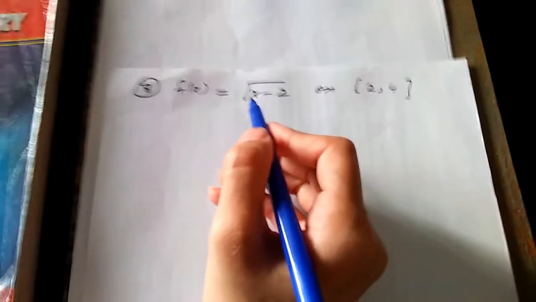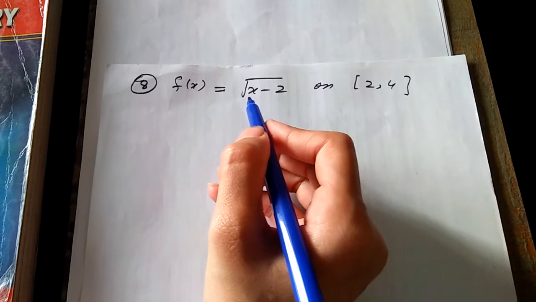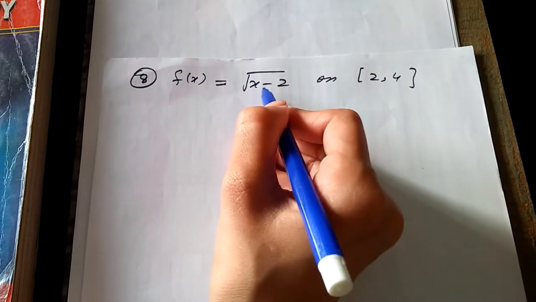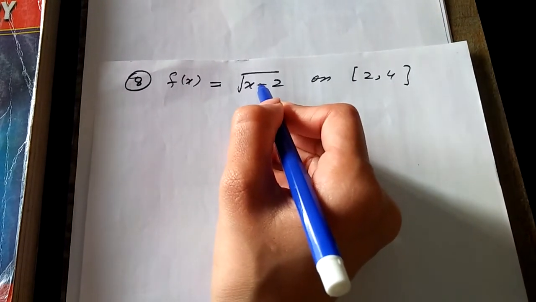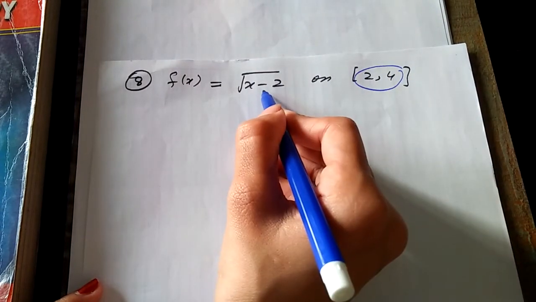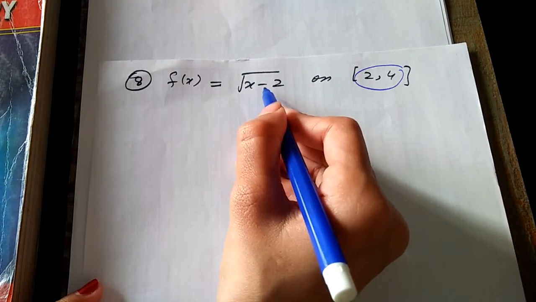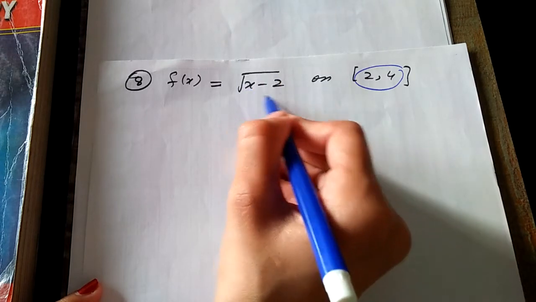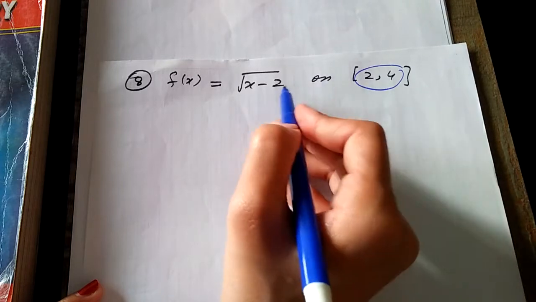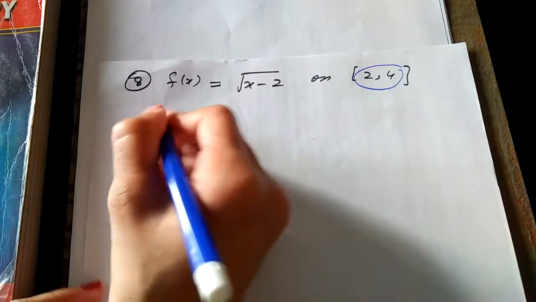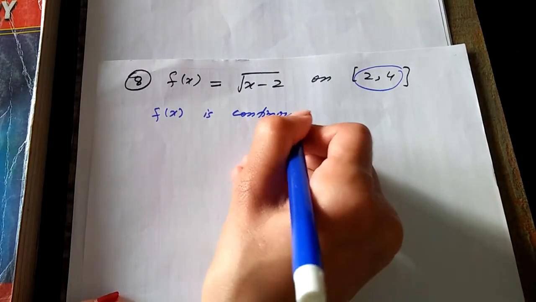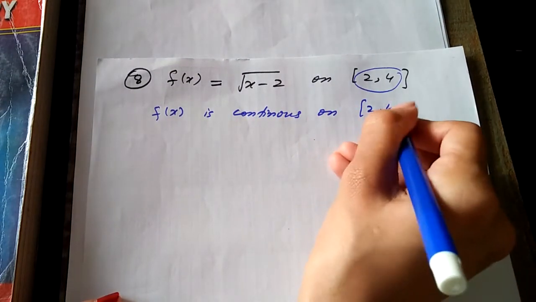Normally square roots become undefined when we have a negative value inside the square root. But here we have a positive value when we use all the values of this interval in this square root. It becomes a defined answer. So f of x is continuous on the closed interval 2 to 4.